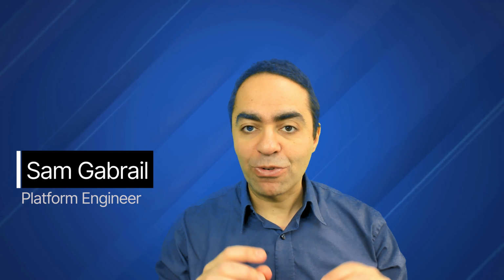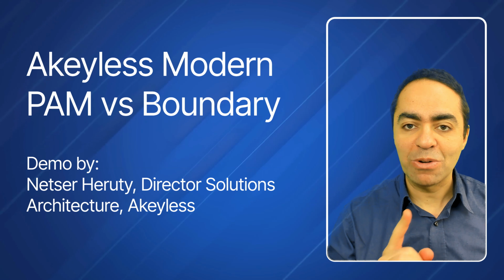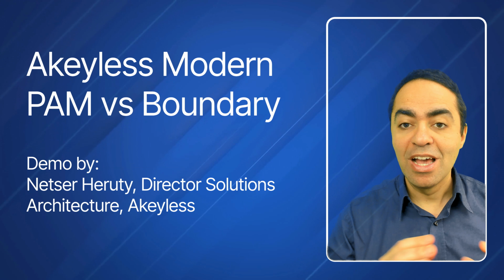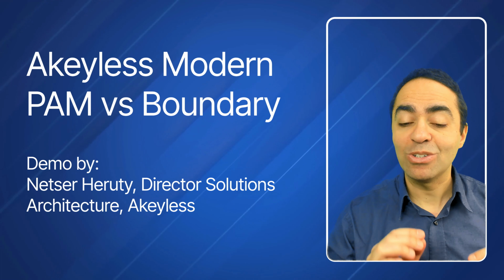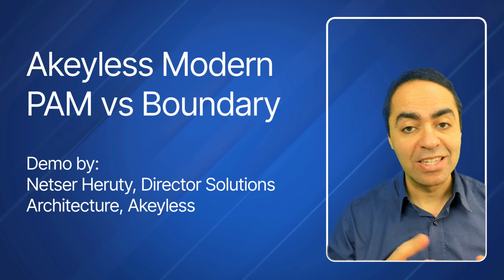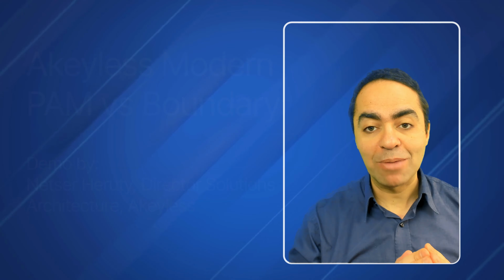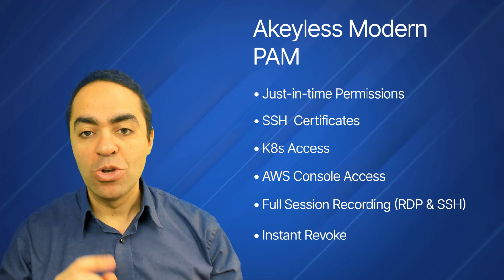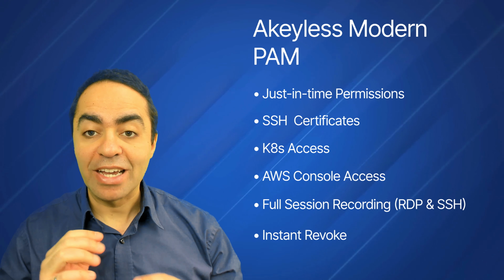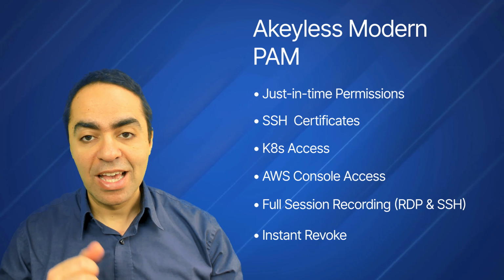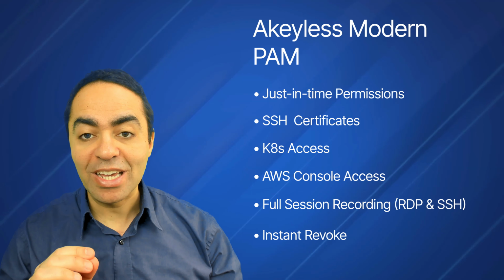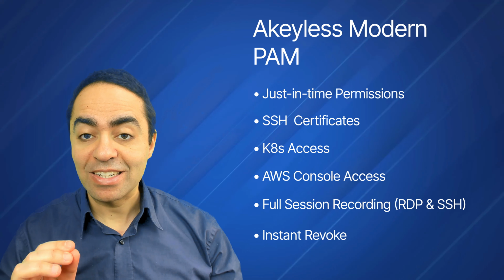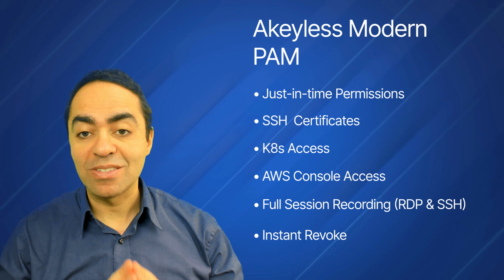In this demo clip from our recent webinar, Aquilas Modern PAM versus HashiCorp Boundary, my friend Netzer, who is the Director of Solutions Architecture at Aquilas, shows how Aquilas Modern PAM delivers secure remote access with just-in-time permissions, dynamic or rotated secrets, SSH certificates, Kubernetes, plus AWS access, and full session recording with instant revoke.